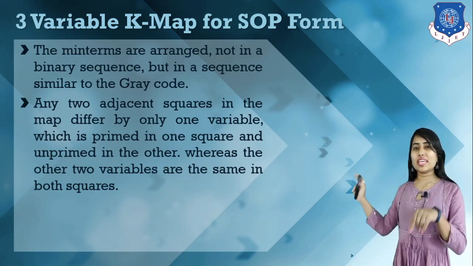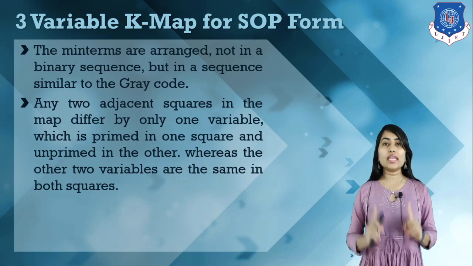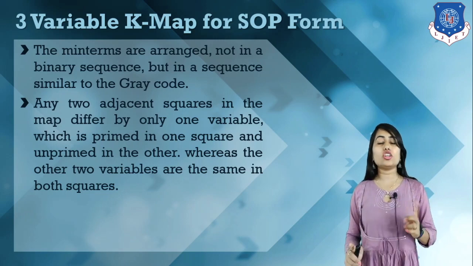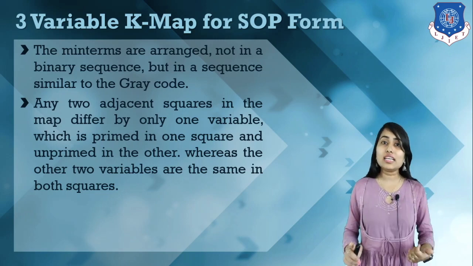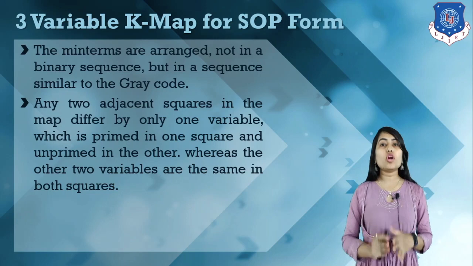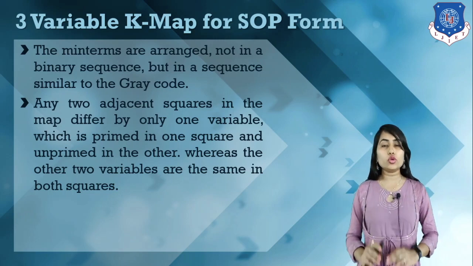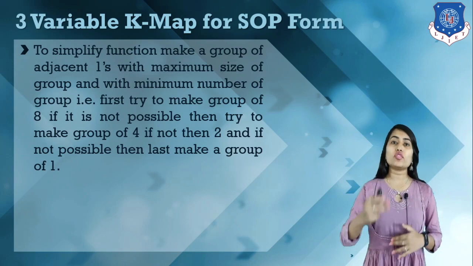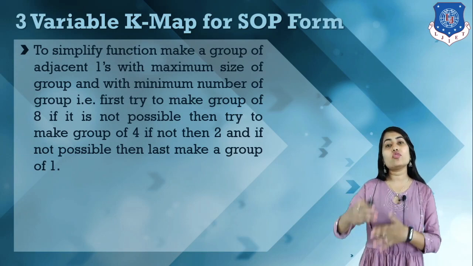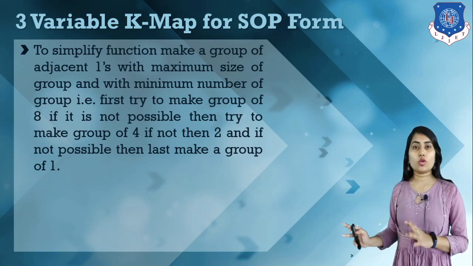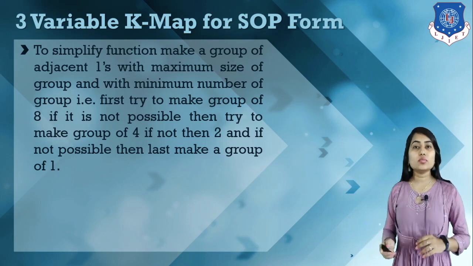Here we have 8 squares, so first we try to make a group of 8. If that is not possible, then make a group of 4. If that is not possible, then make a group of 2, and if that is not possible, then a group of 1. It is necessary to make groups as big as possible and as few in number as possible. As we discussed, groups must be in powers of 2: first try a group of 8, then 4, then 2, and at last a group of 1 if no other group combination is possible. This is how we can simplify the logical functions.